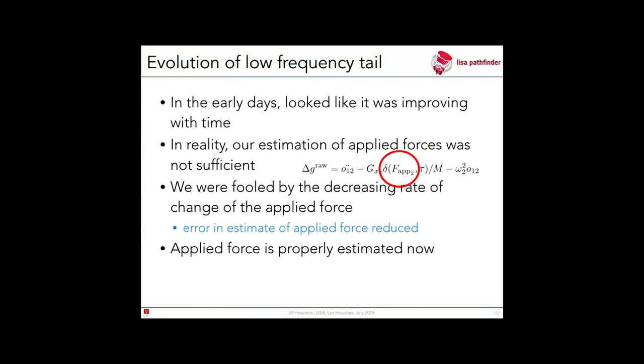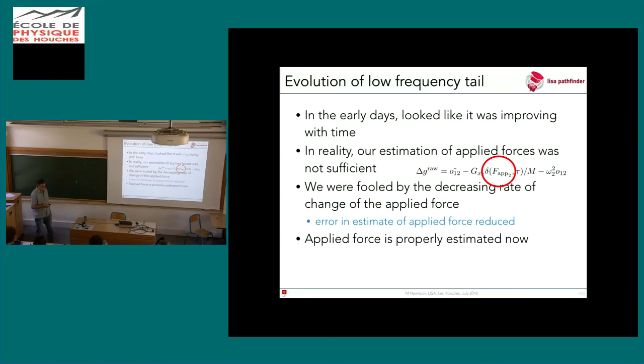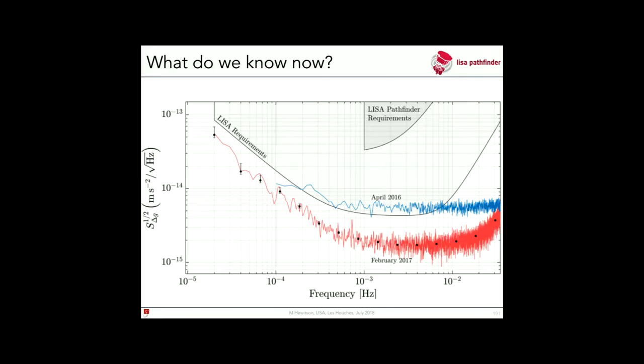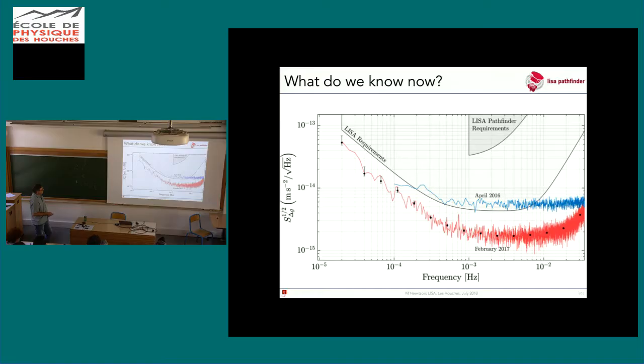So now we know how to do that properly, and it came down to looking in detail at the implementation of the electronics. There was some quantization noise in there that we needed to be able to model, and it was a function of the DC force, so that's why it was varying with time. We needed to put that into the model in order to do this properly, so it took a little bit of time.